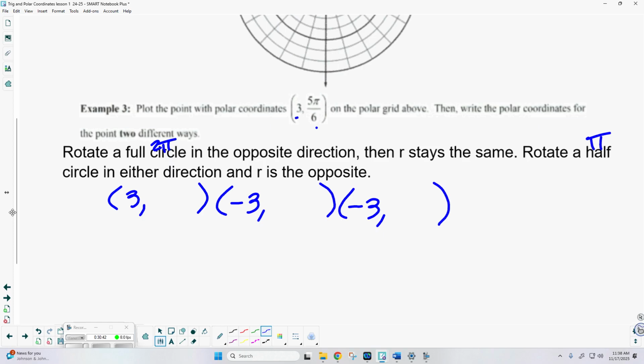Okay, you're either going to choose to add or subtract 2 pi. Remember, it says to go in the opposite direction. So because we have a positive angle, what do you think I'm going to do? I'm going to subtract 2 pi. So I'm going to take 5 pi over 6, and I'm going to subtract 2 pi over 1. If you were given a negative angle, you would add 2 pi to that.